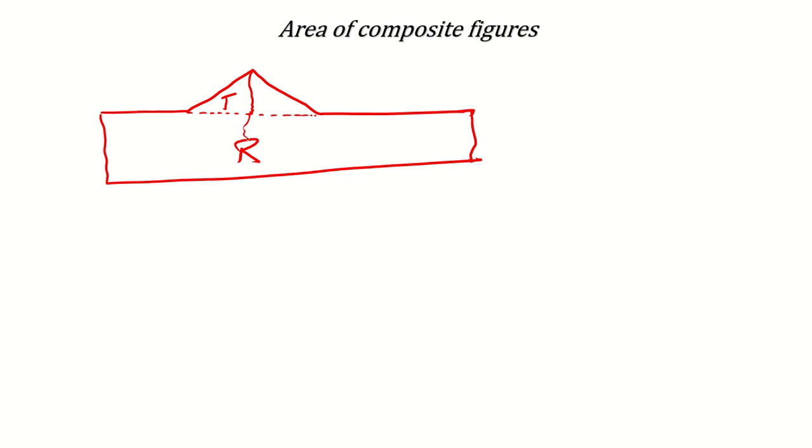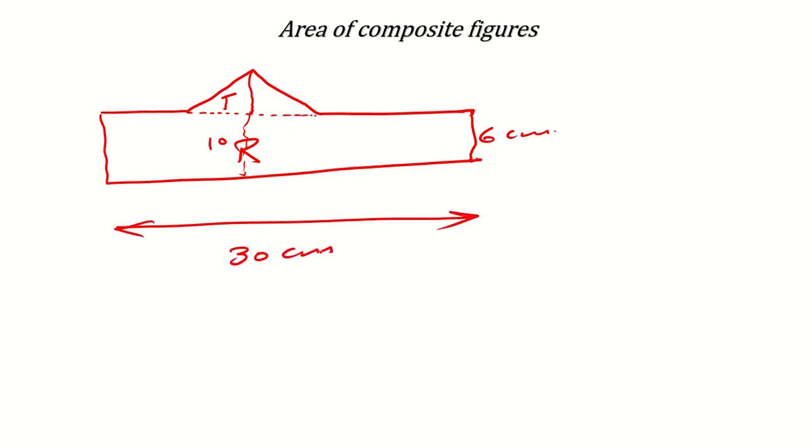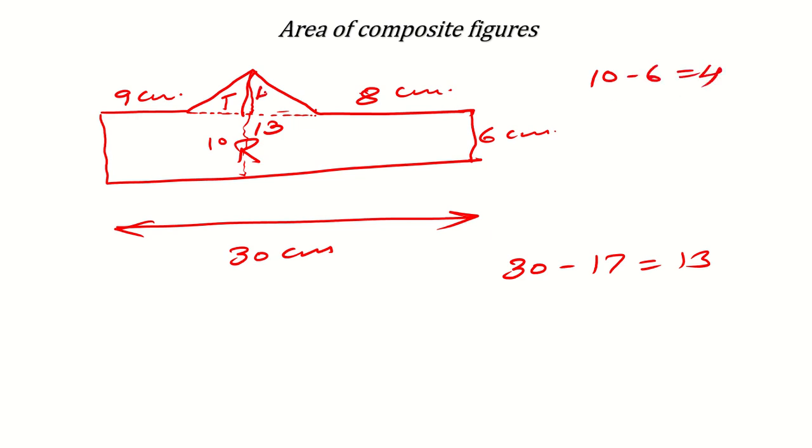Maybe they will give you this complete height, say 10 centimeter. This height is 6 centimeter. And this complete length is, say, 30 centimeter. Then this will be 8 centimeter and this will be 9 centimeters, something like that. So how much will this one be? The base will be equal to 30 minus 17, and it will be 13. So here the base is 13, and what will be the height of the triangle? The total height is 10, so the height will be 10 minus 6, which means 4.